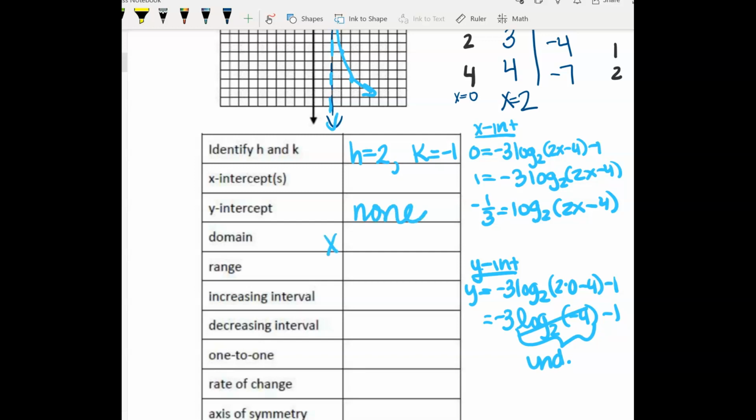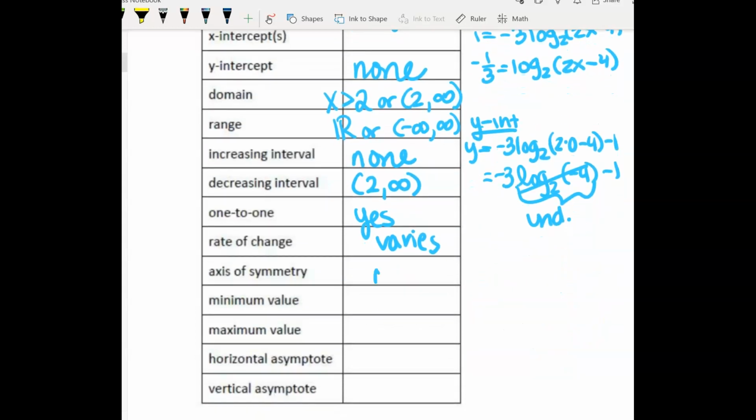The domain here is that x is greater than 2, or from 2 to infinity. The range is all real numbers. This entire graph is a decreasing interval, so no increasing interval, and the entire domain is decreasing. It is 1 to 1, and again, you're not responsible for rate of change, and the axis of symmetry doesn't apply here. There's no minimum, no maximum, no horizontal asymptote, and here the vertical asymptote was at x equals 2.